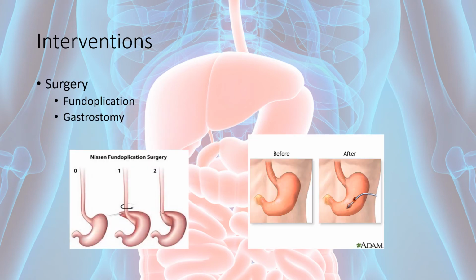Okay, lastly, we have surgical correction of our problem. This is obviously our last choice, and it's going to be used in cases that do not respond to medication. So what we have is we can do a fundoplication procedure, which is wrapping a portion of the gastric fundus, so part of the stomach, around the sphincter area of the esophagus.